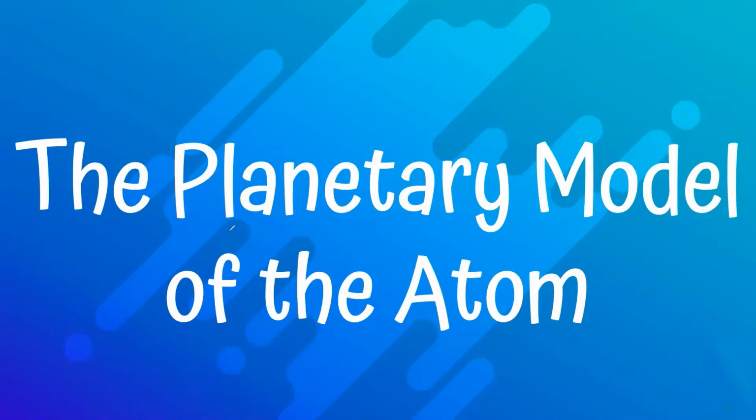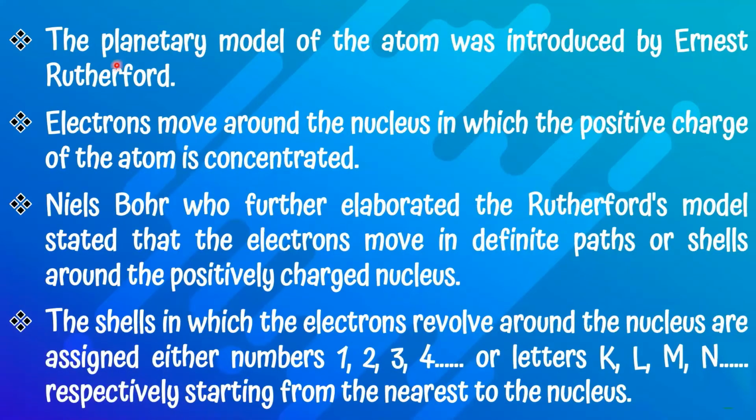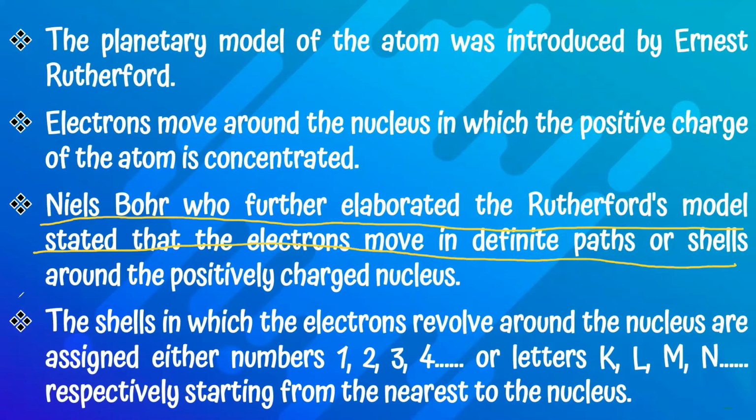Our first subtopic is the planetary model of the atom. The planetary model of the atom was introduced by Ernest Rutherford. We discussed this. Electrons move around the nucleus in which the positive charge of the atom is concentrated. Niels Bohr, who further elaborated Rutherford's model, stated that the electrons move in definite paths or shells around the positively charged nucleus.